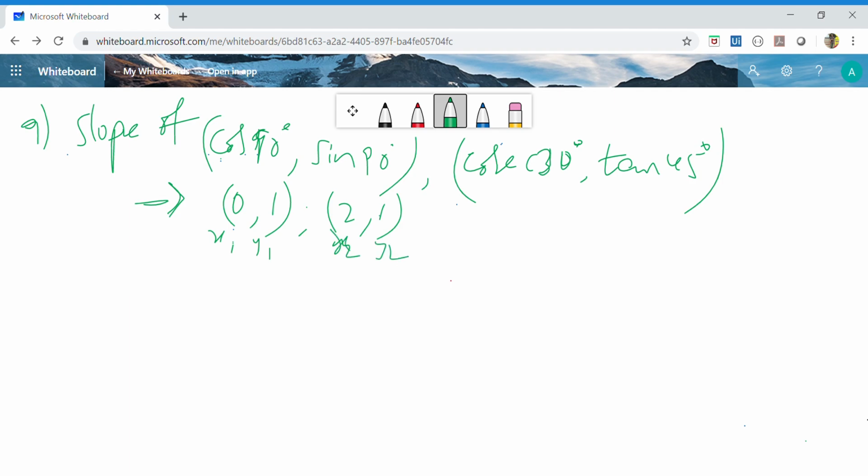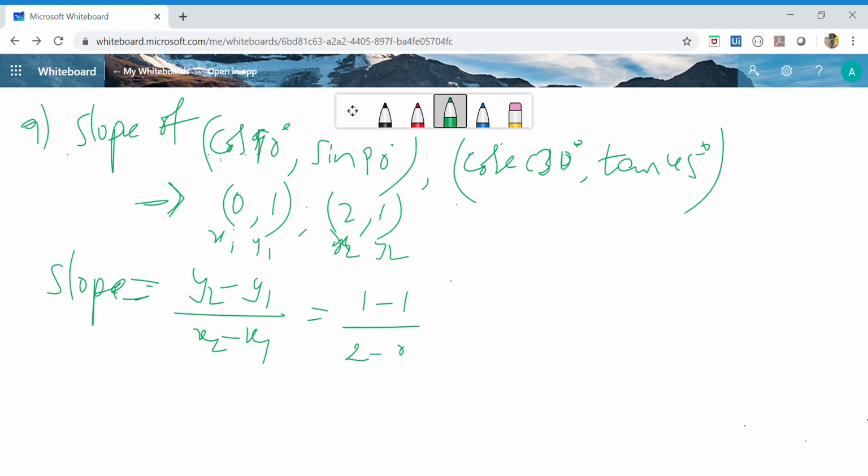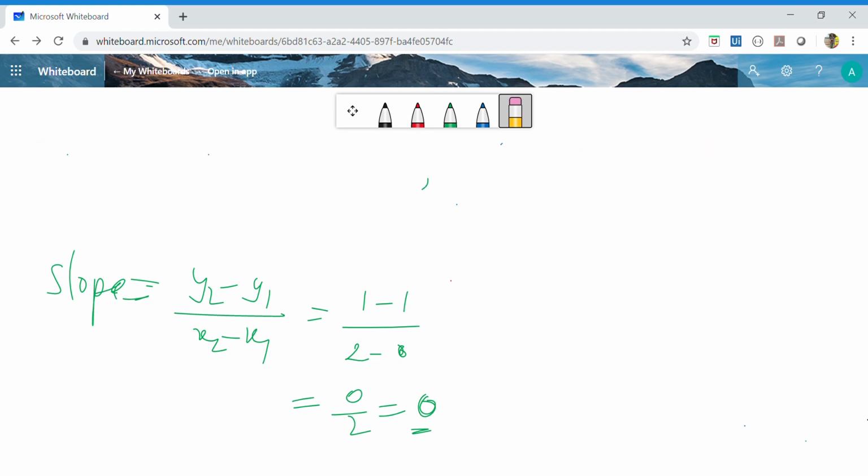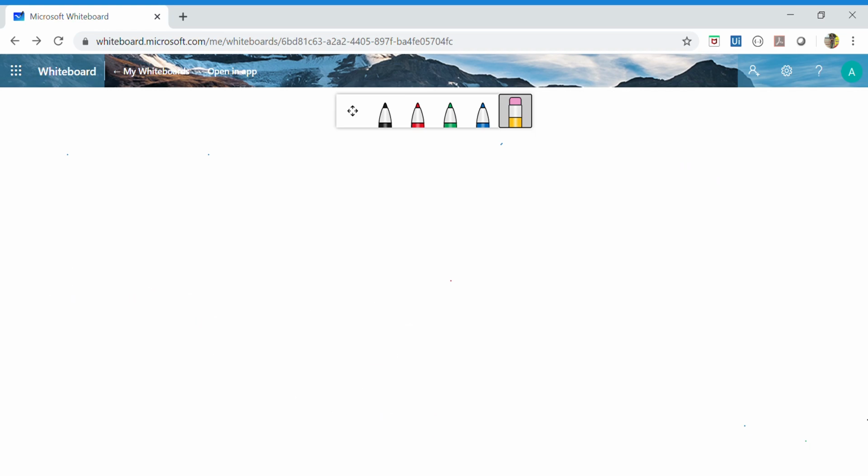Next, the slope of the line joining the points is nothing but (y2 minus y1) by (x2 minus x1). So (1 minus 1) by (2 minus 0). So 1 minus 1 is 0, by 2 is nothing but 0. So what type of lines are these? If the slope is 0, it is parallel to the x-axis. The lines which are parallel to the x-axis will have slope 0.